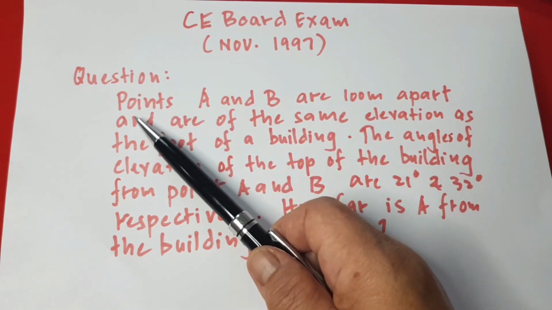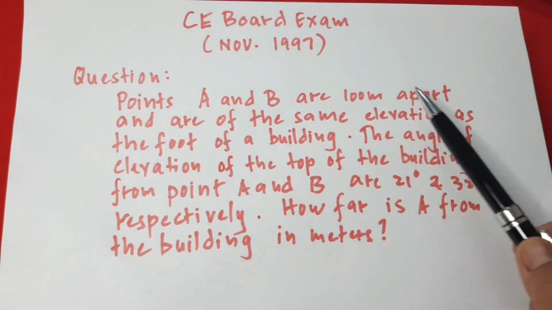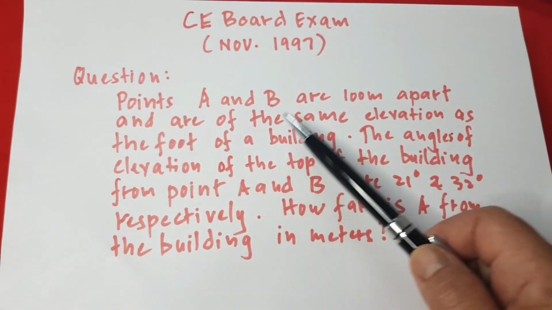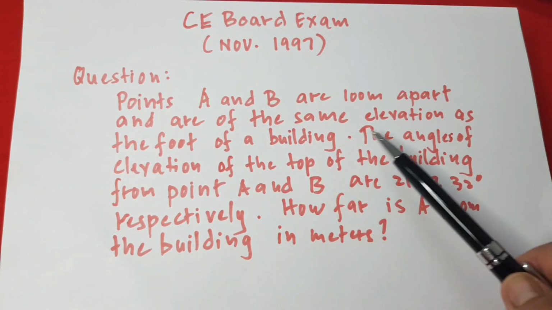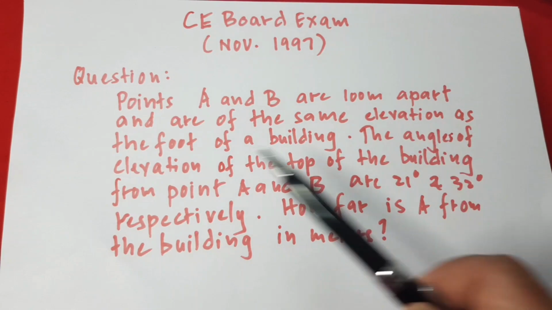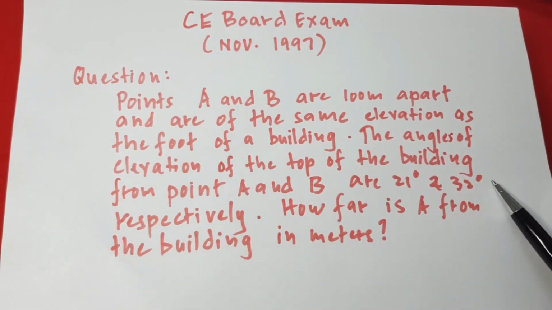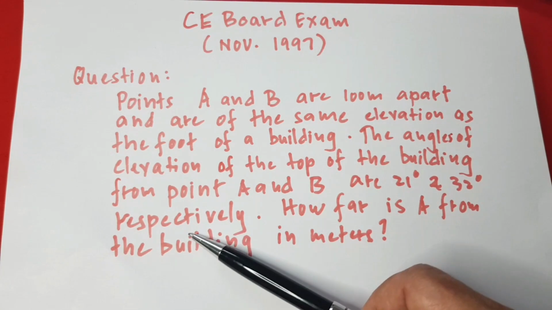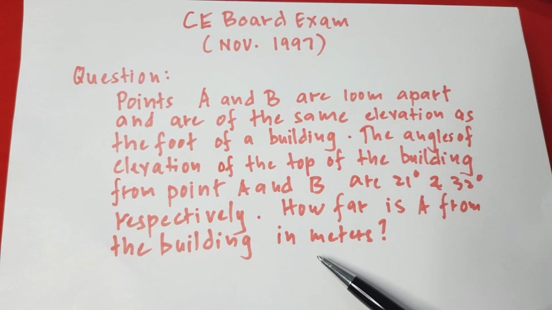Another CE board exam question, which was given on the same year and month, November 1997. The question: points A and B are 100 meters apart and are of the same elevation as the foot of a building. The angles of elevation of the top of the building from points A and B are 21 and 32 degrees respectively. How far is A from the building in meters?